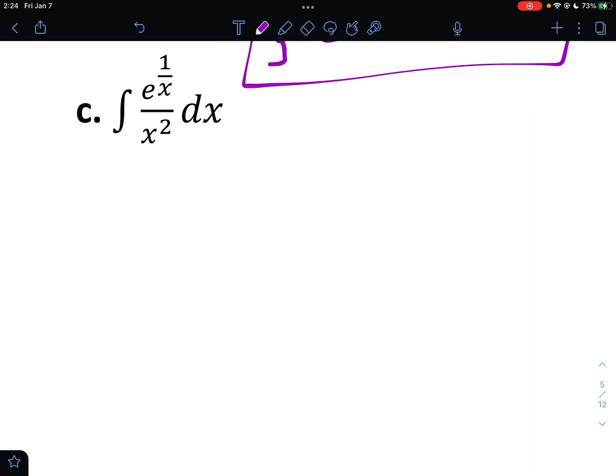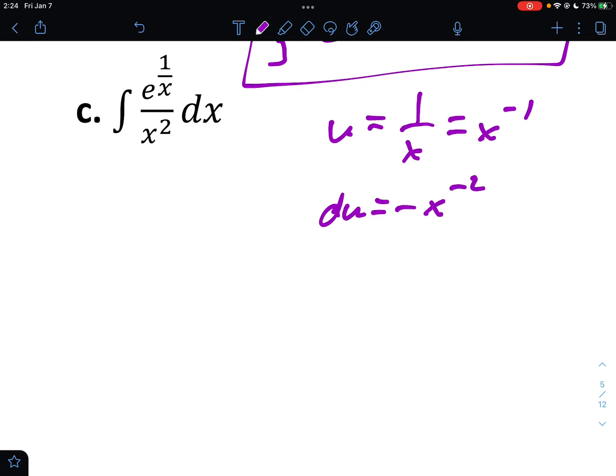Question C. We have 1 over x, which is our inside function here. So let's substitute u equals 1 over x, or x to the negative first. Du would be negative x to the negative second dx. All right, if I divide both sides by negative 1, I get negative du equals, I'm going to rewrite this as 1 over x squared dx.